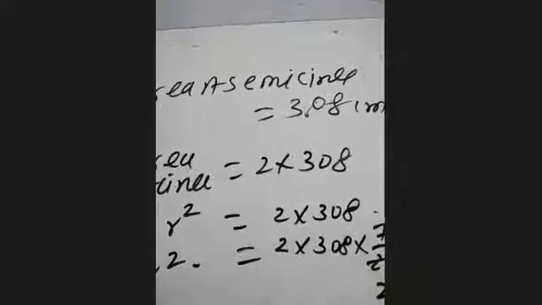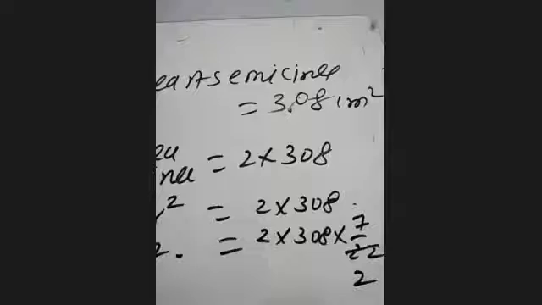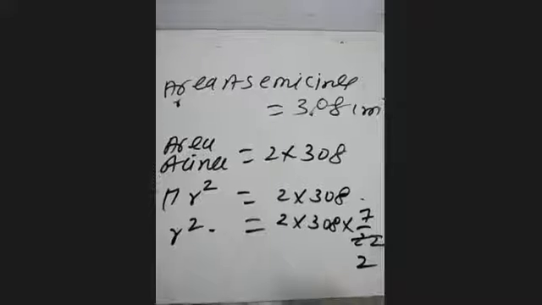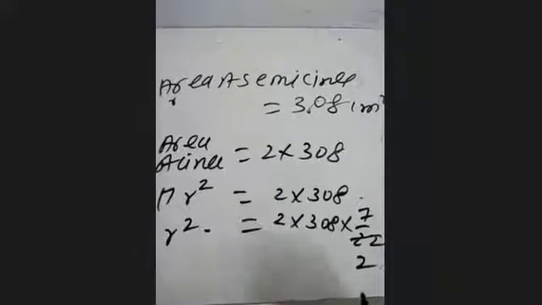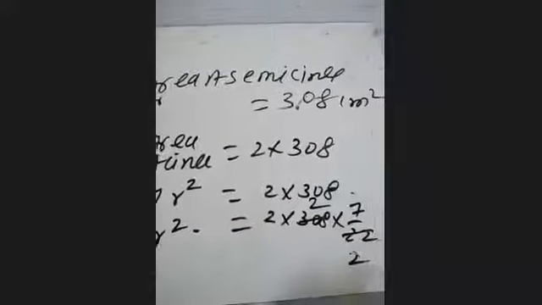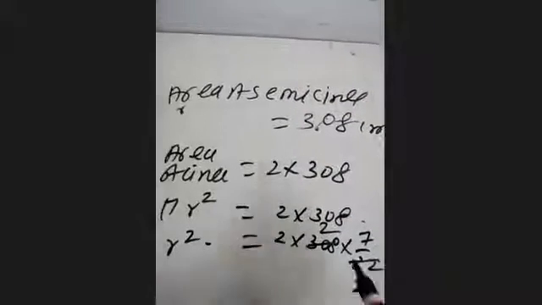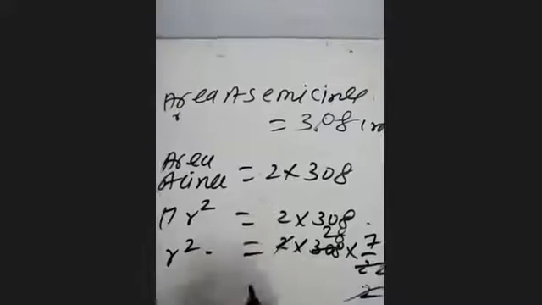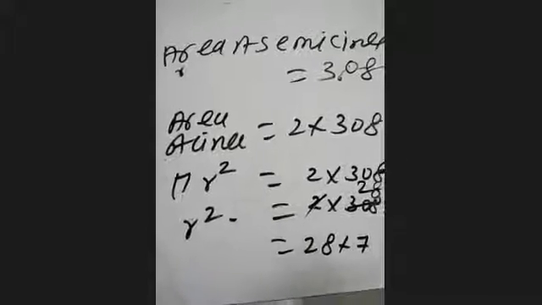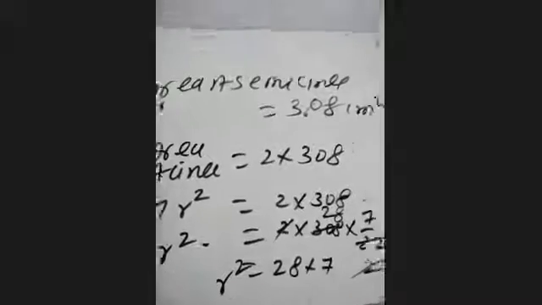11 twos are 22. Remains 8. 11 eights are 88. 28, 2 cancel. 28 into 7. Radius square, r square is 28 into 7.